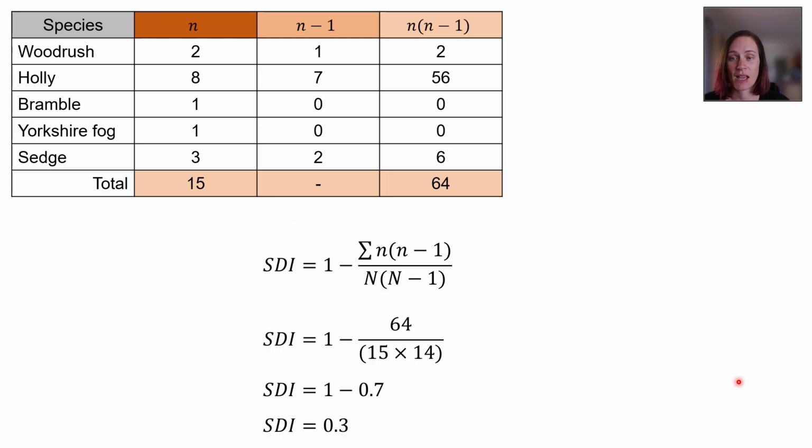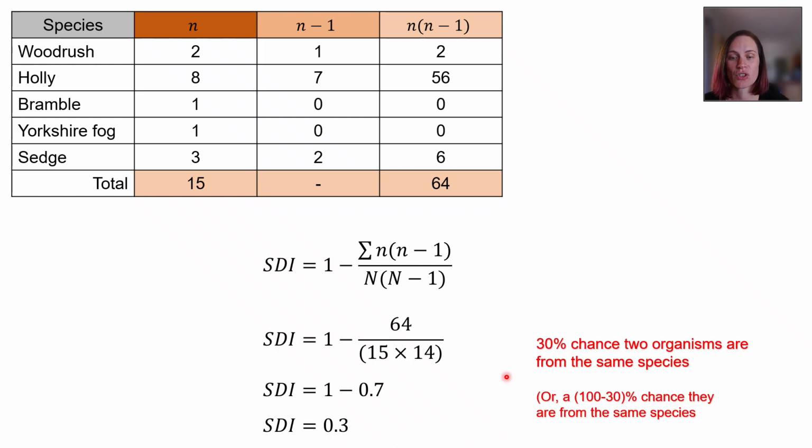So remember that there are a couple of different interpretations of what this means. If we're only looking at one individual area, we can't necessarily say it's very high or very low compared to anything. We know it's closer to the lower side because it's closer to 0, but we could also interpret that, sorry, this is actually incorrect. We can interpret that by saying 30% chance that the 2 organisms are from a different species, or there's a 70% chance they're from the same species. And we can see we've got holly here, which is dominating the area, and that makes total sense.